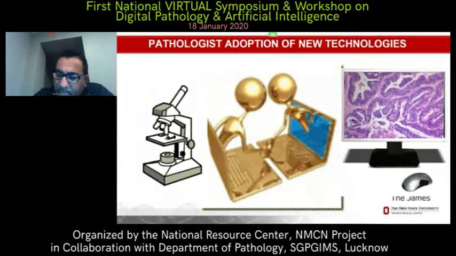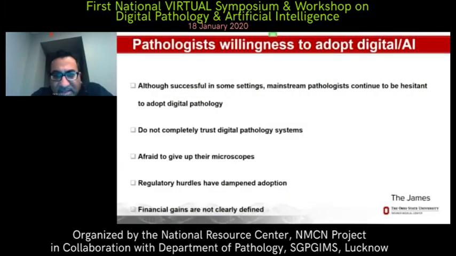one of the things we faced was mainstream pathologists continued to be hesitant to adopt digital pathology. They did not completely trust digital pathology systems. They were afraid to give up their microscopes. And there were some regulatory hurdles, but with the approval of the first 2 systems now, those have somewhat been taken care of. And then we still have to deal with financially, who's going to pay for the scanner? How do we justify the cost of these slides that we are digitizing?